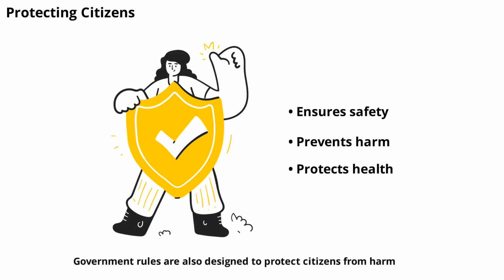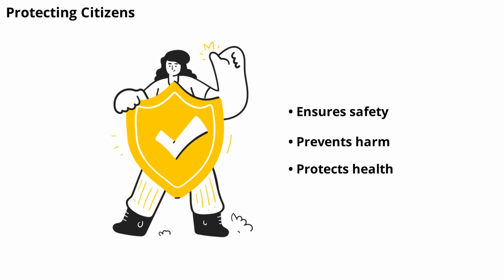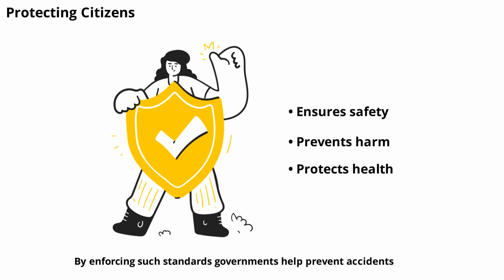Government rules are also designed to protect citizens from harm. For example, food safety regulations ensure that what we eat is safe, while building codes make sure our homes and workplaces are structurally sound. These rules are put in place to minimize risks and safeguard public health and safety. By enforcing such standards, governments help prevent accidents, illnesses, and other dangers that could threaten our well-being.